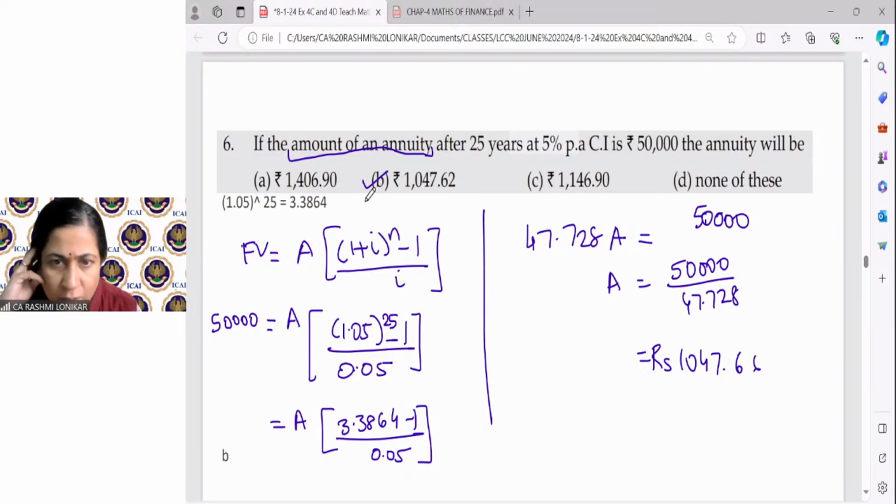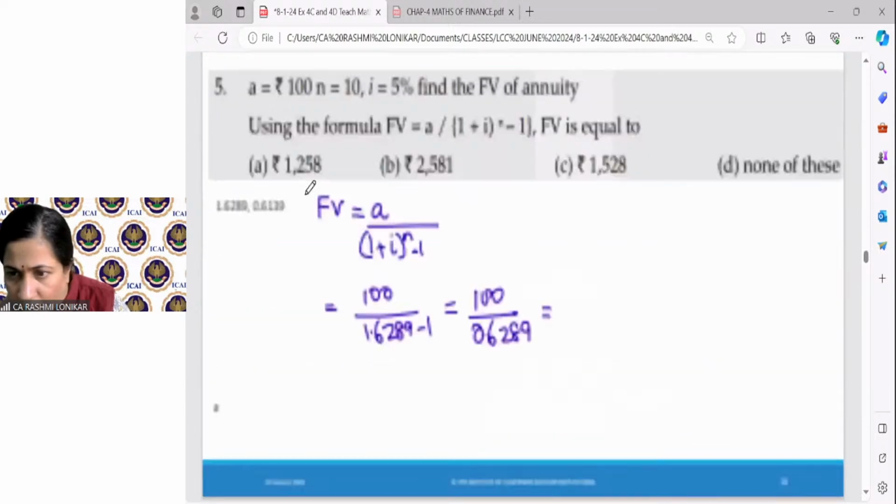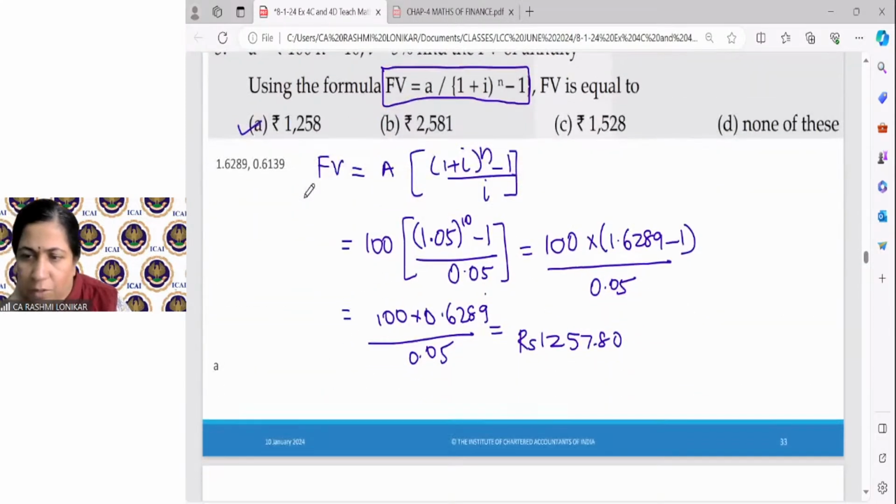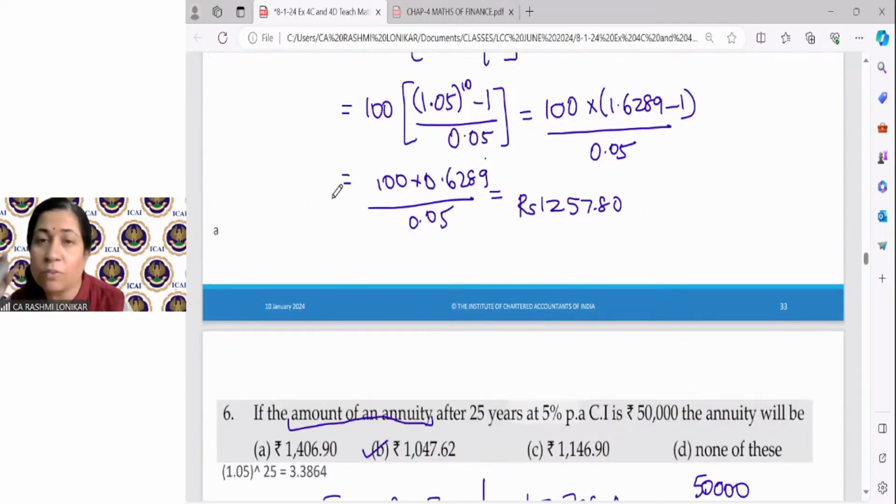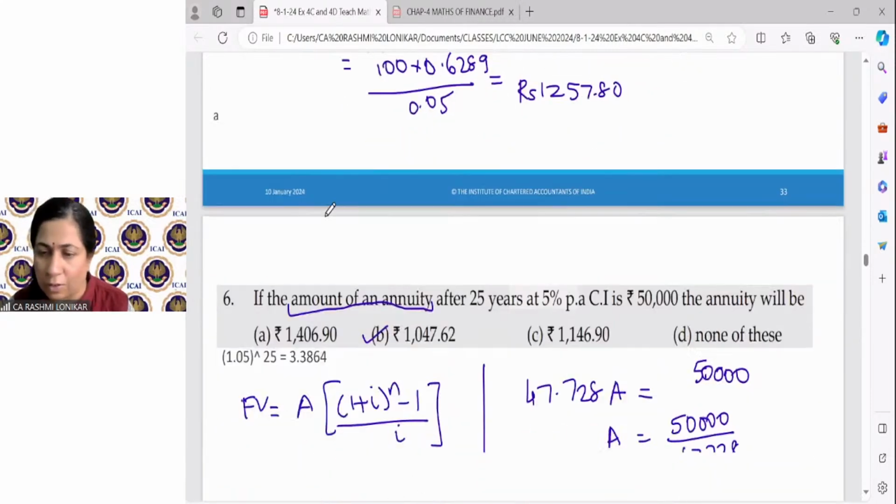Yes. Anjali, same formula which we used for question 5. Yes, okay, same value. The formula is for future value. Okay.